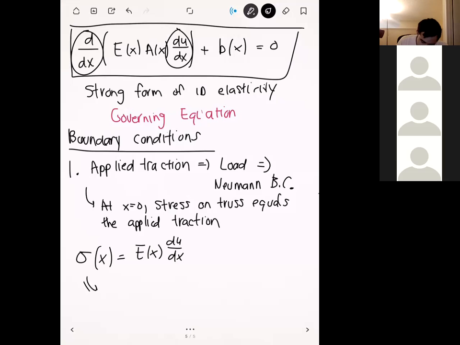And so what this boundary condition is saying is that sigma at x equals 0 has to equal, in this case, we'll use a minus t bar, where t bar, remember, was our applied stress. And so if we plug in our equation up there for stress, we get that minus t bar is going to be equal to E of x du dx at x equals 0.